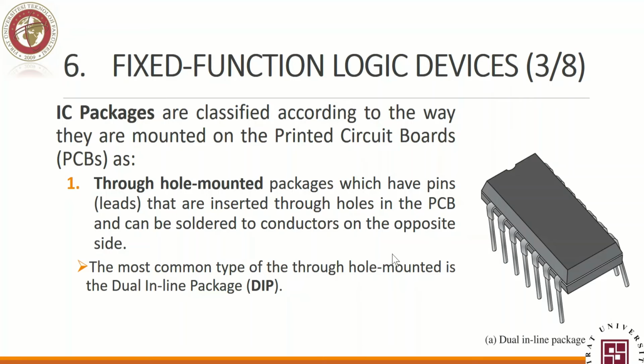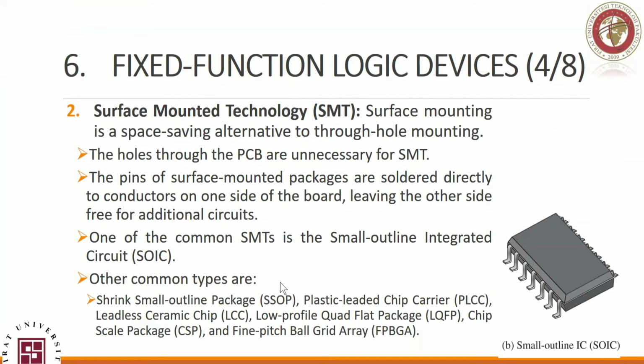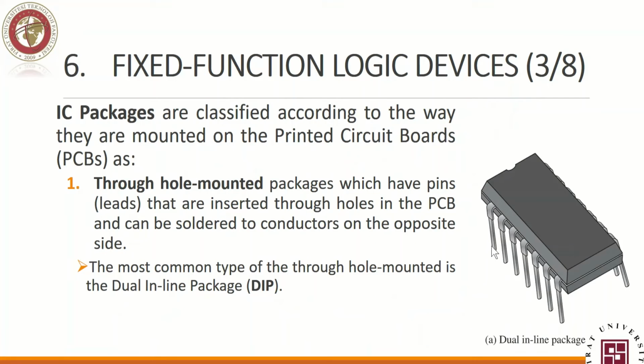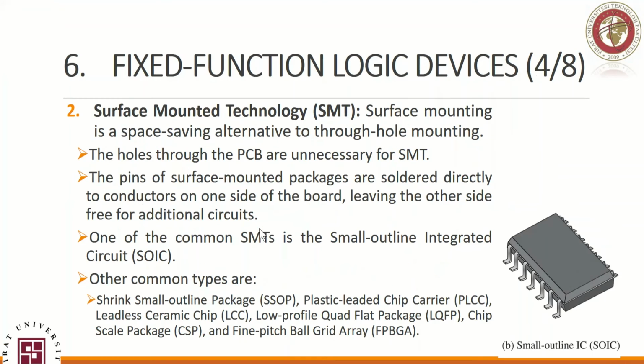Okay, we have one common type, we call it inline package. It's called DIP, dual inline package. Like this is dual inline package, actually, DIP. And we have also the surface mounted. The difference now is this one is tiny. It doesn't need its pin to go through a hole and then cut, and we apply some soldering from the other side. Now, no, soldering is applied from the same side, from the same surface. That's why we call it surface mounted technology. It saves space, and it's a lot simpler than the other one.